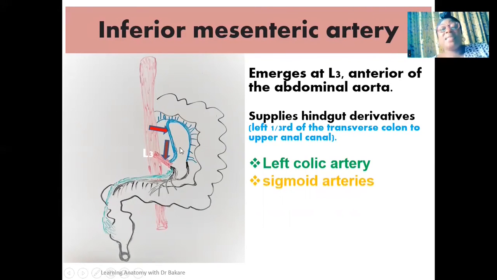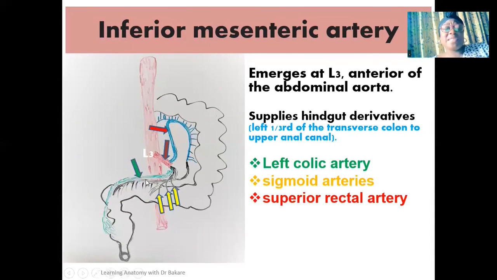And the next branch are the sigmoidal arteries, and these are the sigmoidal arteries highlighted in black. It's usually between 2 to 4 branches that emerge as the sigmoidal artery, and where they supply is the sigmoid colon. So you see them going to supply the sigmoid colon of the large intestine. Then we have the last branch, which is the superior rectal artery. This is the superior rectal artery that is highlighted in green, and as it emerges, it goes down and supplies the rectum and also the upper part of the anal canal. So that is the kind of presentation that is seen by the inferior mesenteric artery.